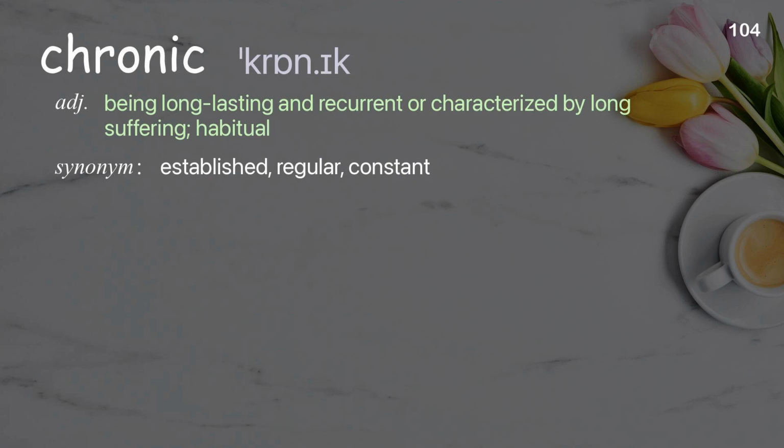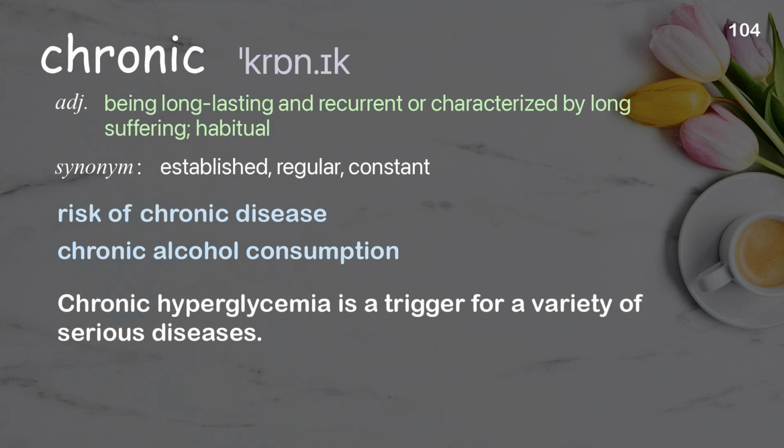Chronic. Being long-lasting and recurrent, or characterized by long suffering; habitual. Examples: Risk of chronic disease. Chronic alcohol consumption. Chronic hyperglycemia is a trigger for a variety of serious diseases.